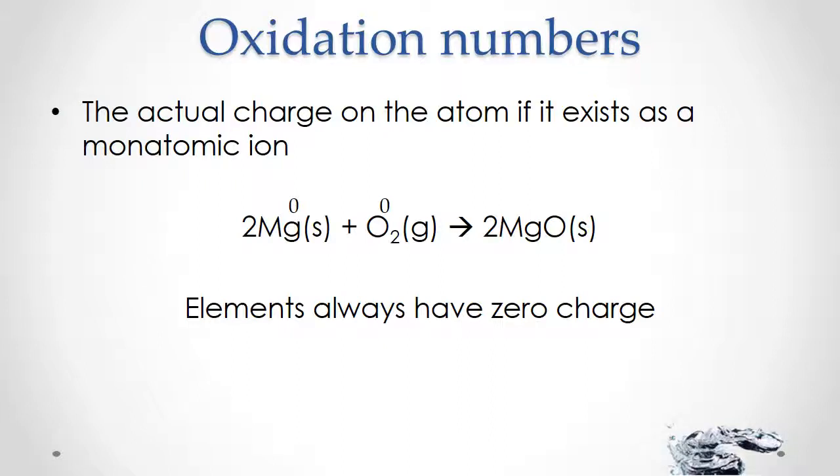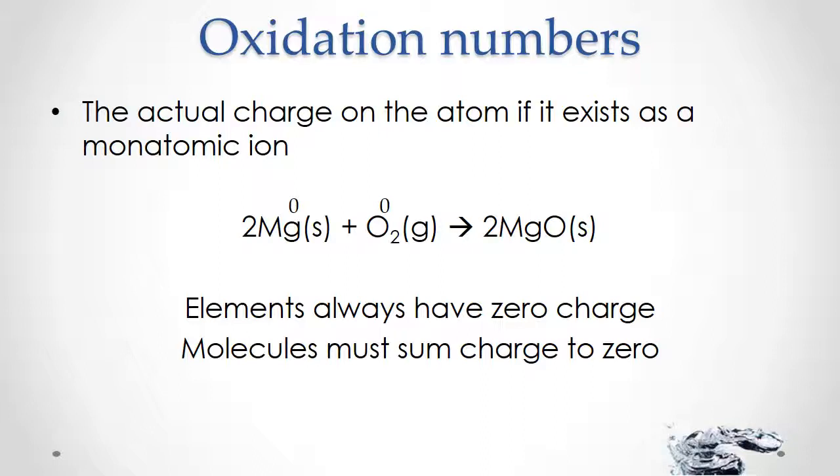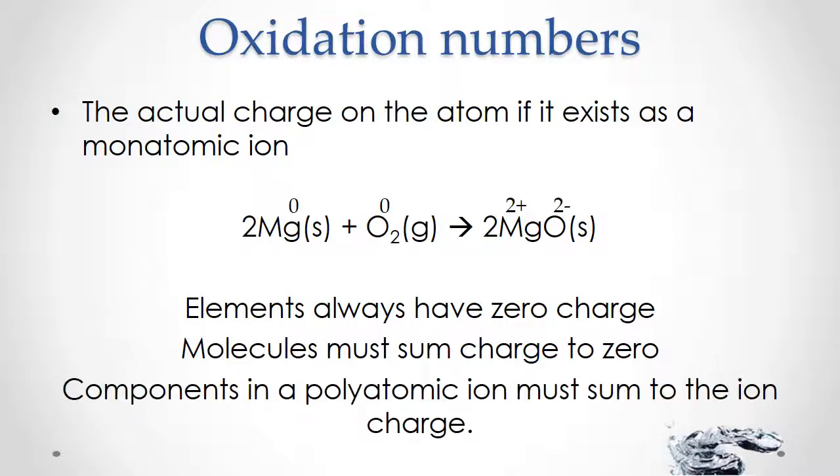The next rule is that molecules must sum their charge to 0. Typically, we will get the charge of the atoms in a molecule from the periodic table. Magnesium is an alkaline earth metal, so that would have a 2+ charge. Oxygen, as oxide, would have a 2- charge from its location on the periodic table. The only wrench that we have to deal with is when we have polyatomic ions. The components in a polyatomic ion must sum to the ion charge.